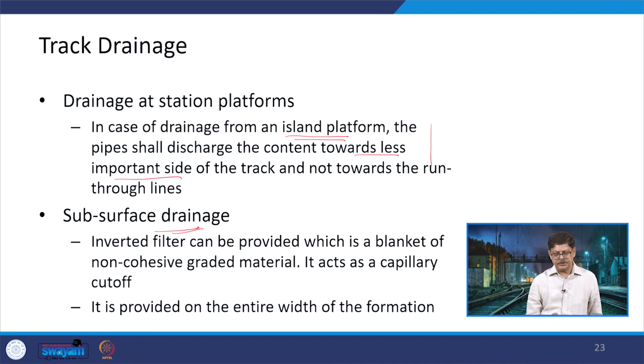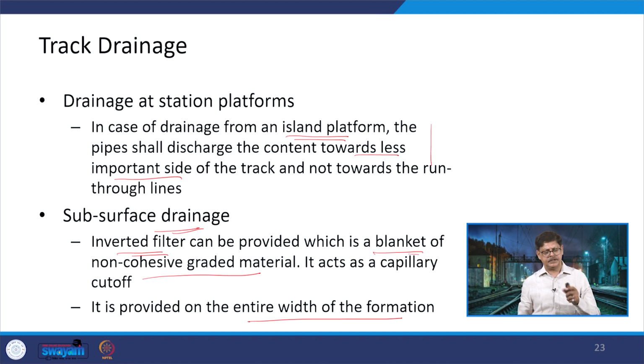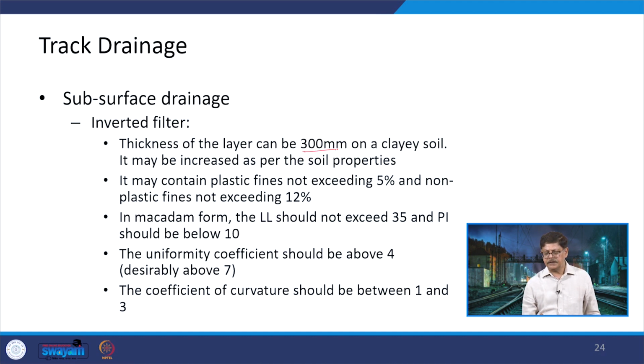Then for subsurface drainage, there can be an inverted filter. This can be provided as a blanket of non-cohesive graded material. We have shown you in one of the diagrams which I made that at the top of the formation level, one complete layer across the entire width of the formation is provided of certain thickness. So, the thickness of the layer can be 300 mm on a clay soil. It can be increased also depending on what type of properties are there. This may contain plastic fines not exceeding 5% or non-plastic fines not exceeding 12%.